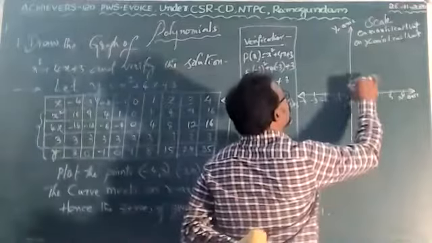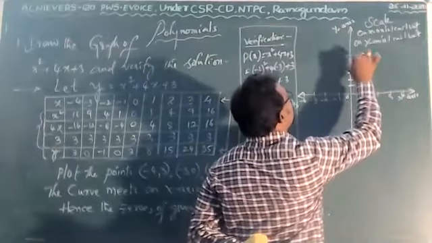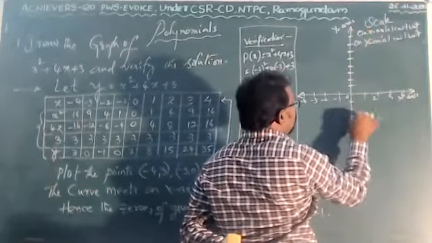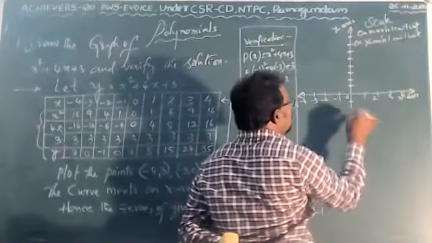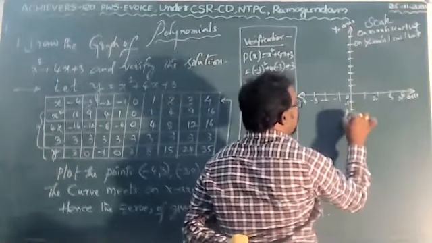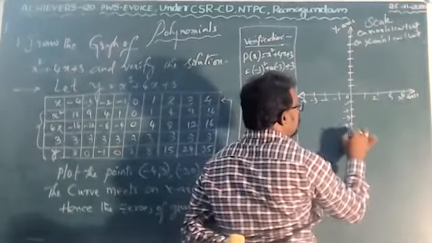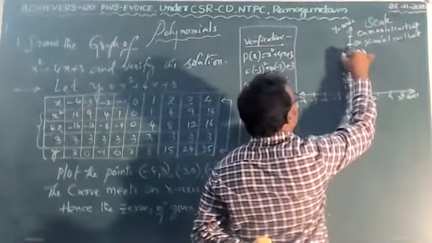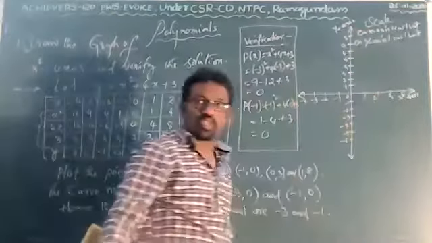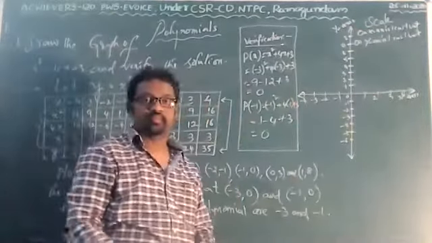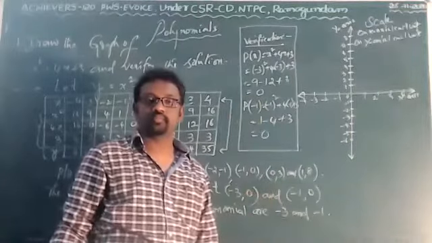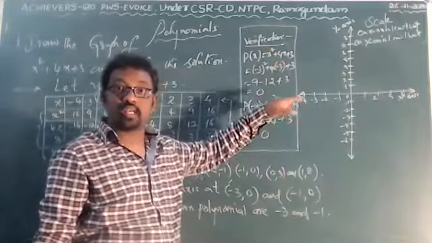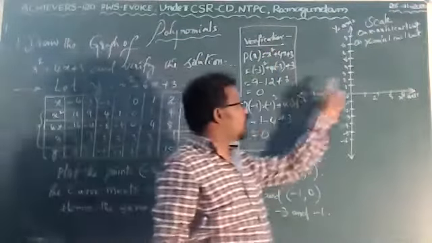Now take y values: 1, 2, 3, 4, 5, 6, 7, 8. 1, 2, 3, 4, 5, it's enough. Minus 1, minus 2, minus 3, minus 4, minus 5, minus 6. Then 1, 2, 3, 4, 5, 6, 7, 8, like this. So that is the most important. Whenever you draw a horizontal line and a vertical line, take arrows.